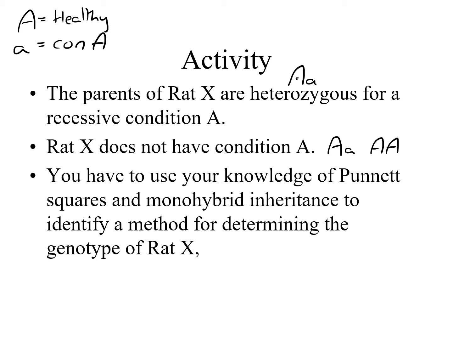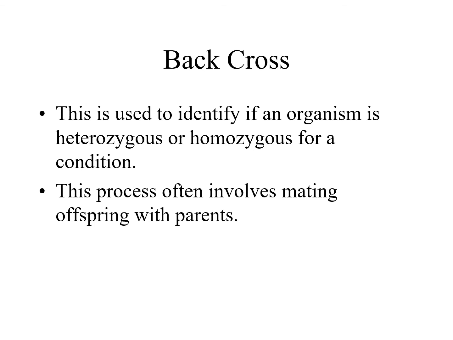We now have to use our knowledge of Punnett squares and monohybrid inheritance to identify a method for determining the genotype of rat X. So take a moment now and have a think about how you might do that. So we've had to work out if an offspring is homozygous dominant or heterozygous, and the method we use to work this out is called a back cross. A back cross is where we breed an organism with the recessive phenotype, because if it's the recessive phenotype, we know it has two of the recessive alleles.